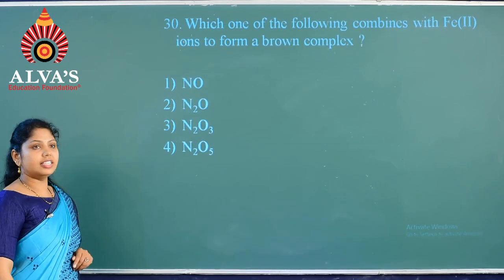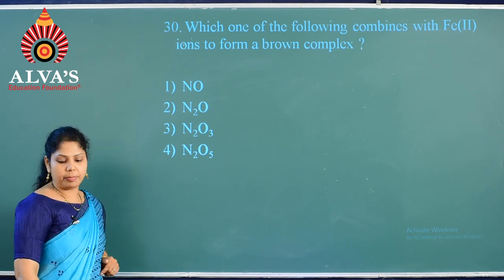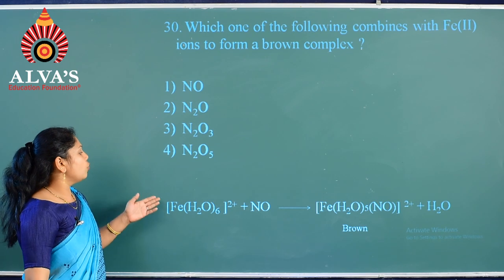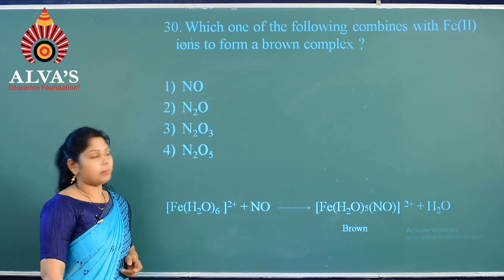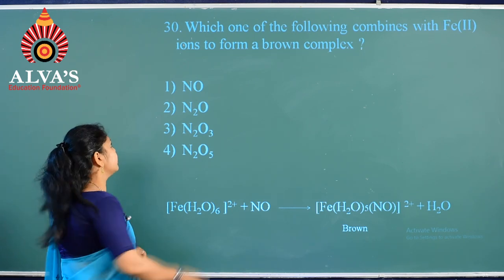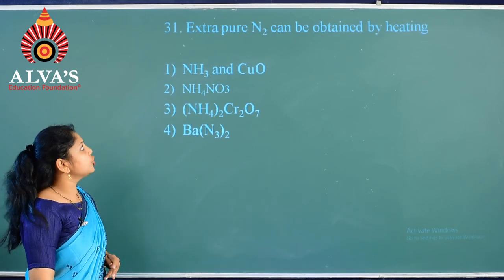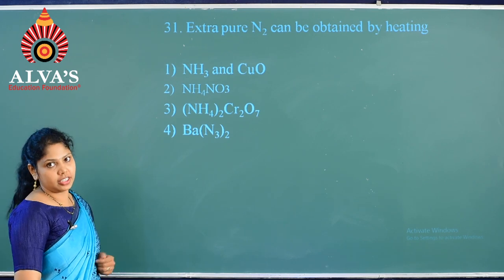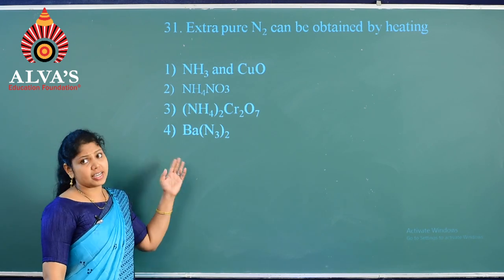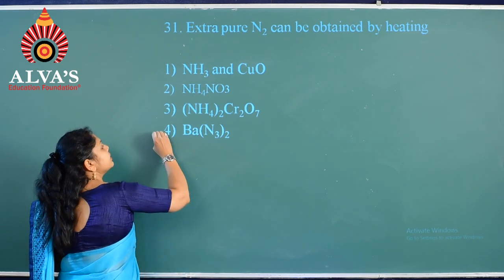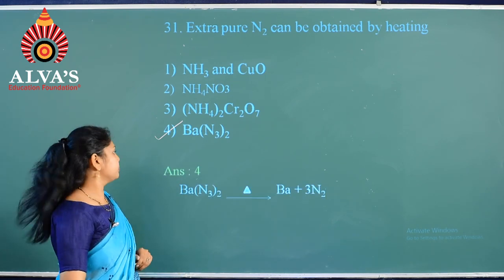Number 30, which one of the following combines with Fe2 plus ions to form a brown complex? So, this is a direct question. When Fe2 plus ions combine with nitric oxide, they give you a brown complex. This is nothing but the brown ring test. Hence, the correct option is option number 1. 31, extra pure nitrogen can be obtained by heating. You know that pure nitrogen can be obtained by decomposition of barium or sodium azide. The barium azide is given in option number 4. Hence, the correct option is 4.